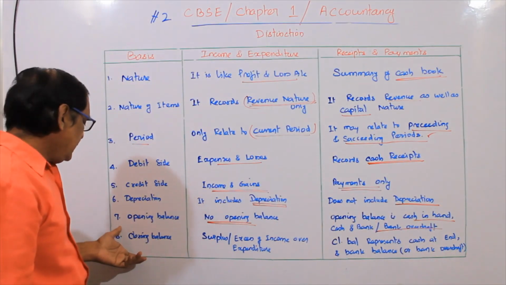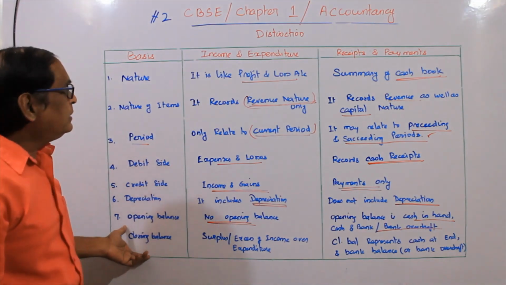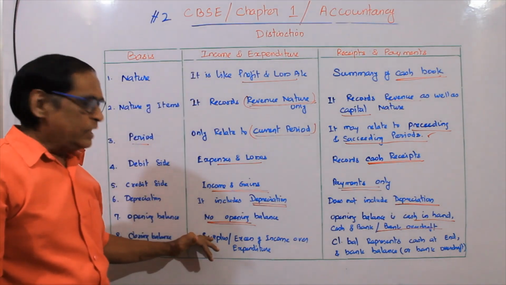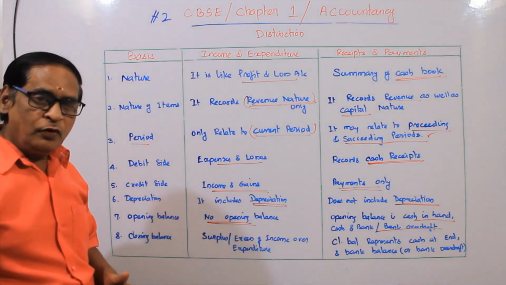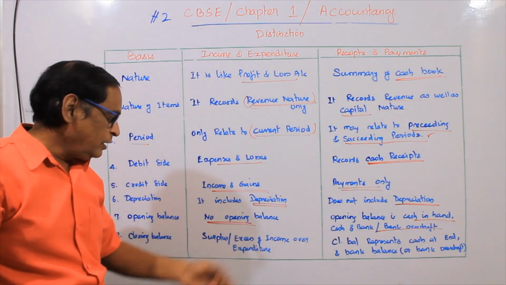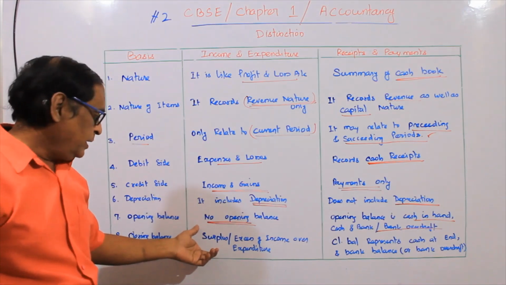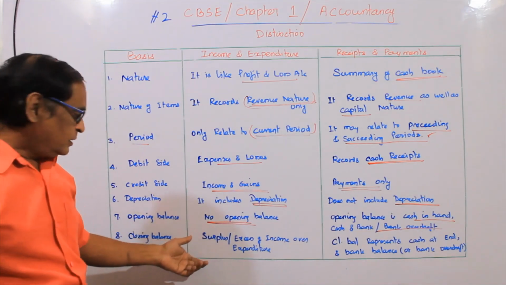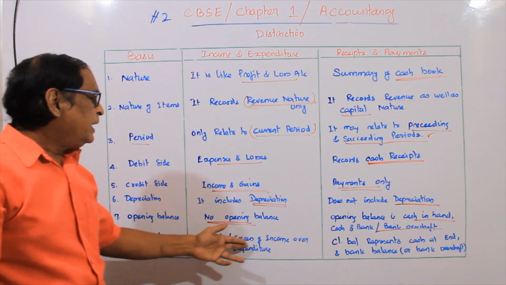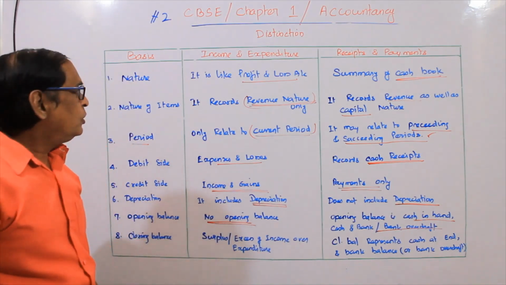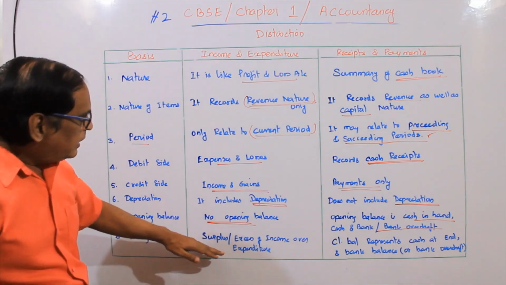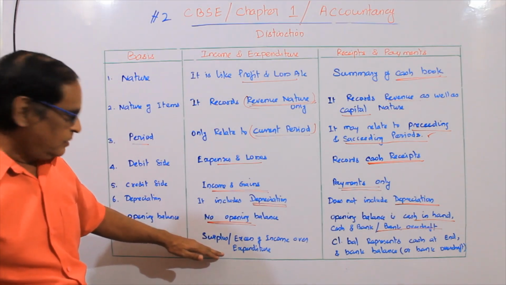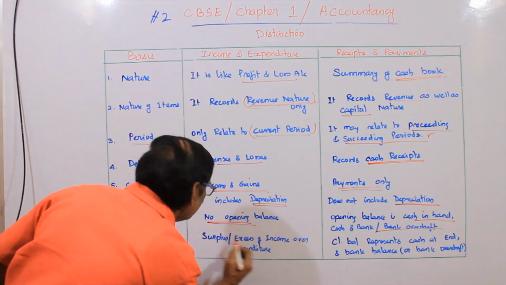And then closing balance. As far as income and expenditure account is concerned, the purpose is to find out whether there is surplus or deficit. Surplus means what? Excess of income over expenditure. So, in income and expenditure account, the closing balance will be either surplus or deficit. Understand?